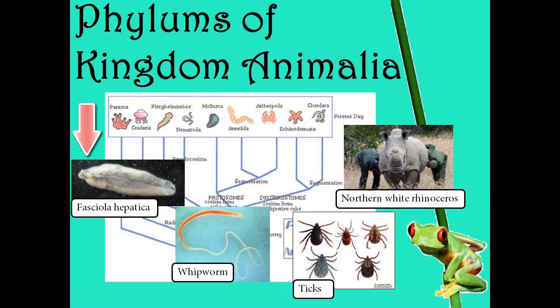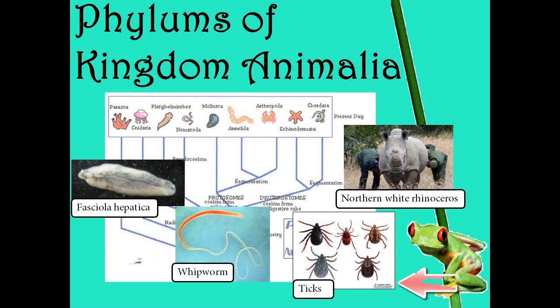Nematodes, this is a nematode called a whipworm. Whipworms infect all kinds of mammals. They cause intestinal infections and they can make the animal really sick and weak. So part of that pill that you give to your dog or what you put on their neck, makes sure that they don't get whipworms.